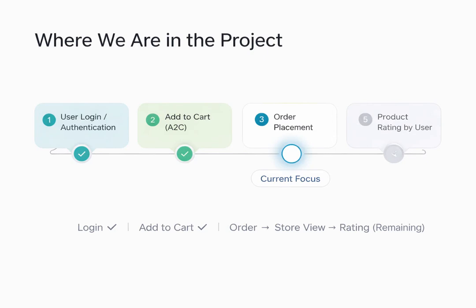So let's quickly orient ourselves. Up until this point in the project, we've already completed two major milestones. User login and authentication is done, and the add to cart functionality is fully working. Those are checked off. What remains is the order-related work. Specifically, we need to handle order placement, then we need the store to be able to see those orders, and finally, users should be able to rate products after purchasing. These are the three remaining pieces, and they're actually not that complicated.